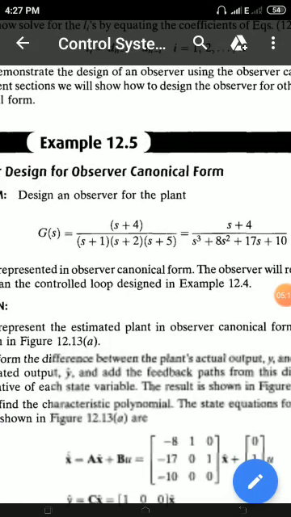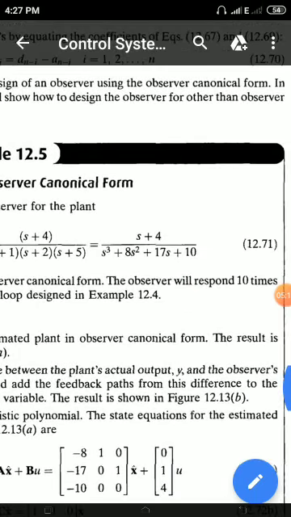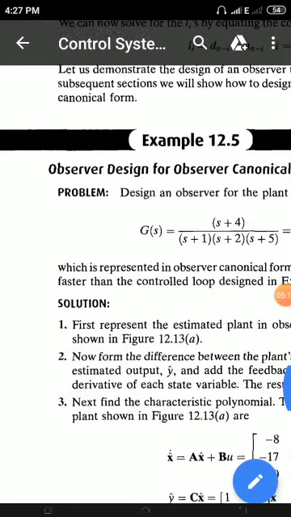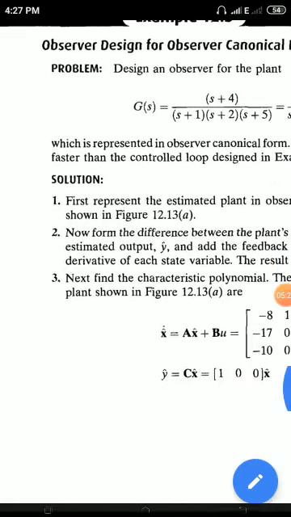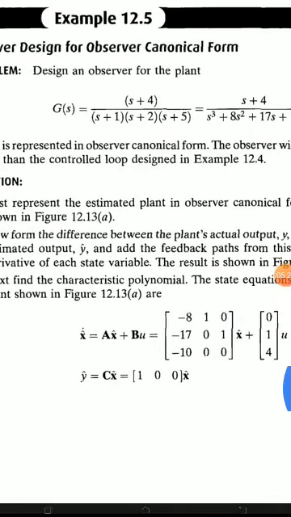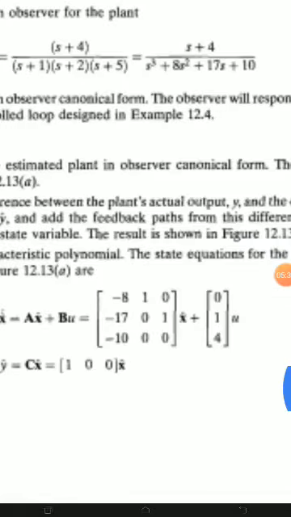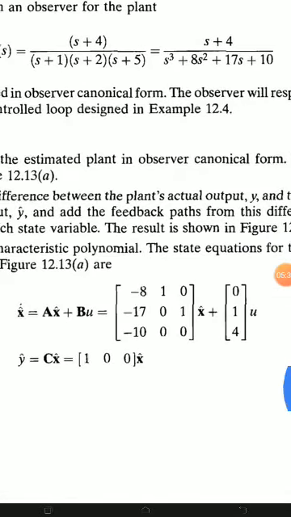But remember, what did he say? The observer will respond 10 times faster than that characteristic equation. Okay, we'll see later on. Now first of all, as he said, the plant is represented in observer canonical form. Yes, I have represented the plant in observer canonical form. X cap indicates the estimated plant. X cap dot is equal to A x cap plus Bu, which is represented in observer canonical form.